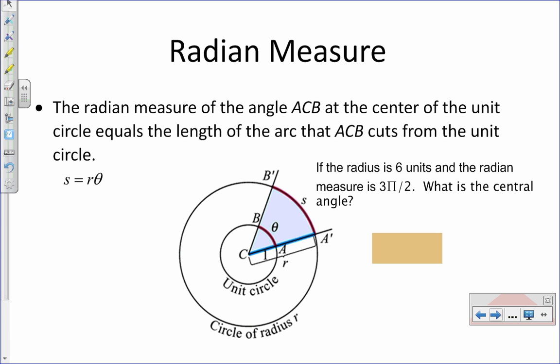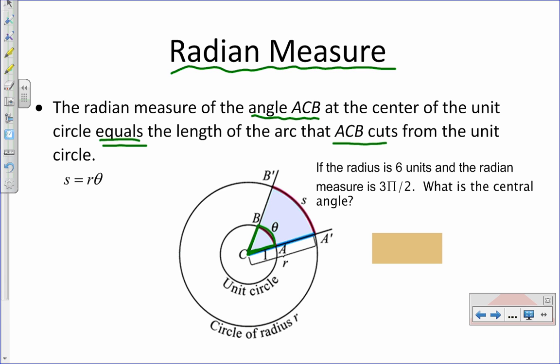Radians. When we talk about the measurement of an angle in this course, we will be using radians. So, if you go between this course and physics, make sure you always change the mode. Now, we know that if we have a unit circle, the measure of angle ACB at the center of this circle is equal to the length of the arc that ACB cuts from the unit circle.